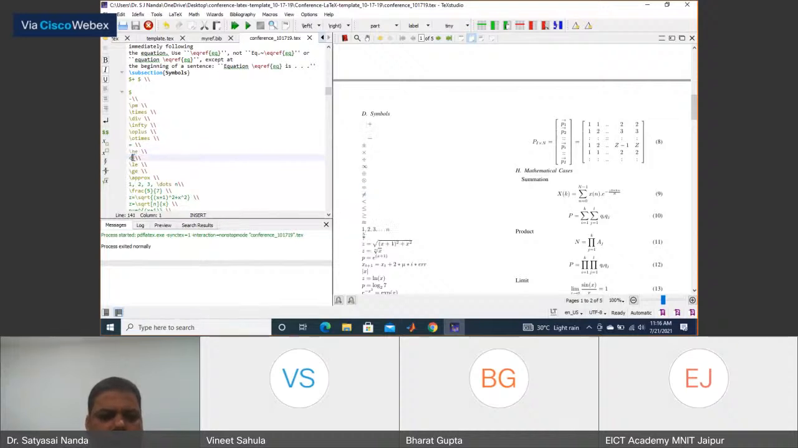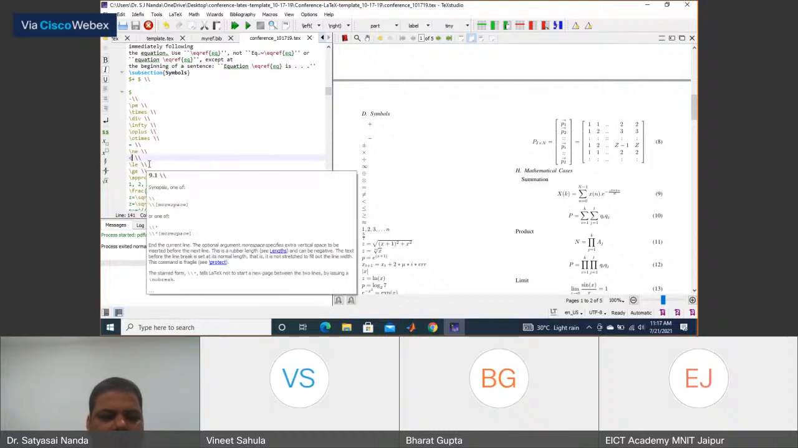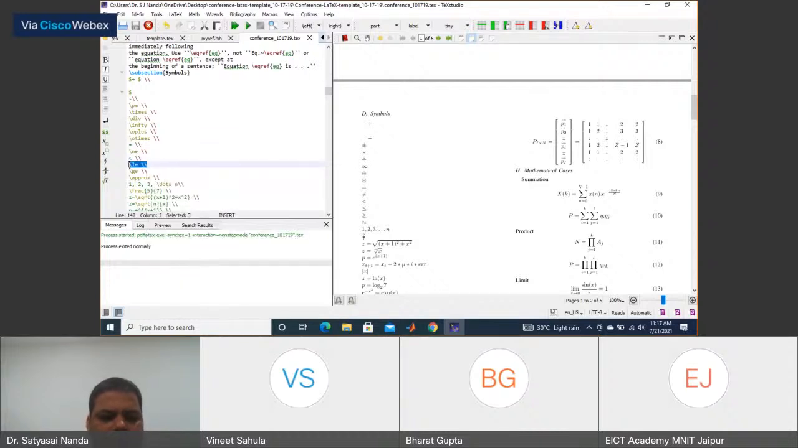Then less than or equal to is \le, greater than or equal to is \ge. These two are very important symbols because in many equations we write less than or equal to and greater than or equal to in LaTeX. Then there is approximation. \approx is for the approximation, so this is the symbol for the approximation.